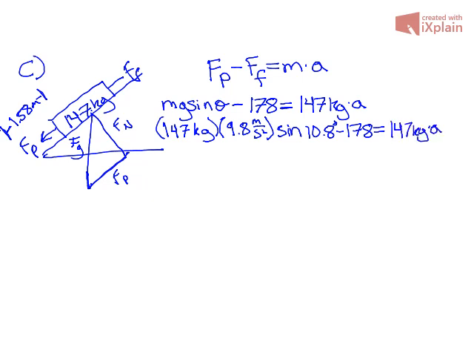We're going to solve to get the acceleration, or A, by itself, simplifying before we do so. So I'm going to go ahead and write in these numbers, and then divide each side by 147 to solve for A. So then I find that my acceleration is 0.63 meters per second squared.